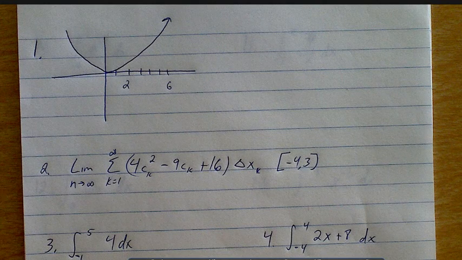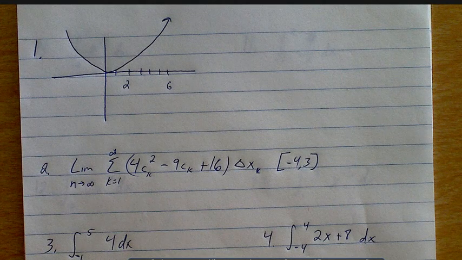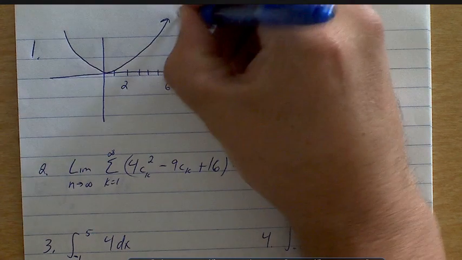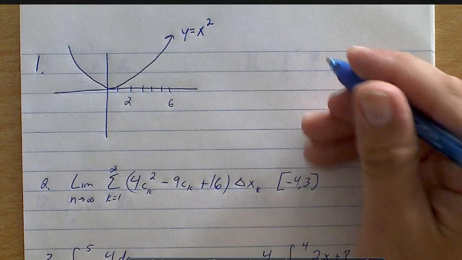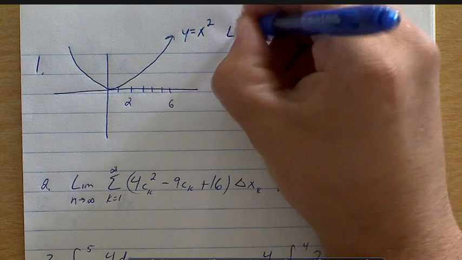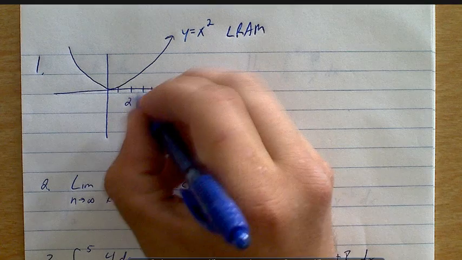Okay, problem number 1 on the review guide asks to approximate the area under the curve y equals x squared from 2 to 6 using LRAM. LRAM is left rectangular approximation. So what we do is we start with 2 and we're going to create 4 rectangles.